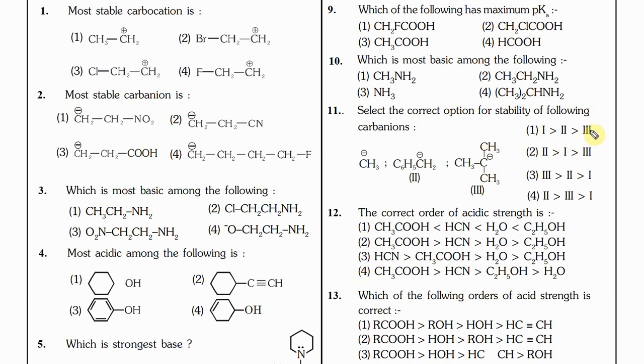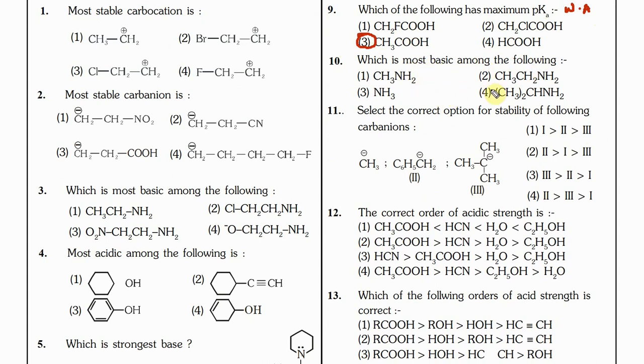Question number 9. Which is maximum pKa? Maximum pKa means weakest acid. Correct. So we know that formic acid is stronger than acetic acid. In acetic acid, if you put fluorine or chlorine, the acidity increases. So for the weakest acid, it is the Charlie option. Correct.